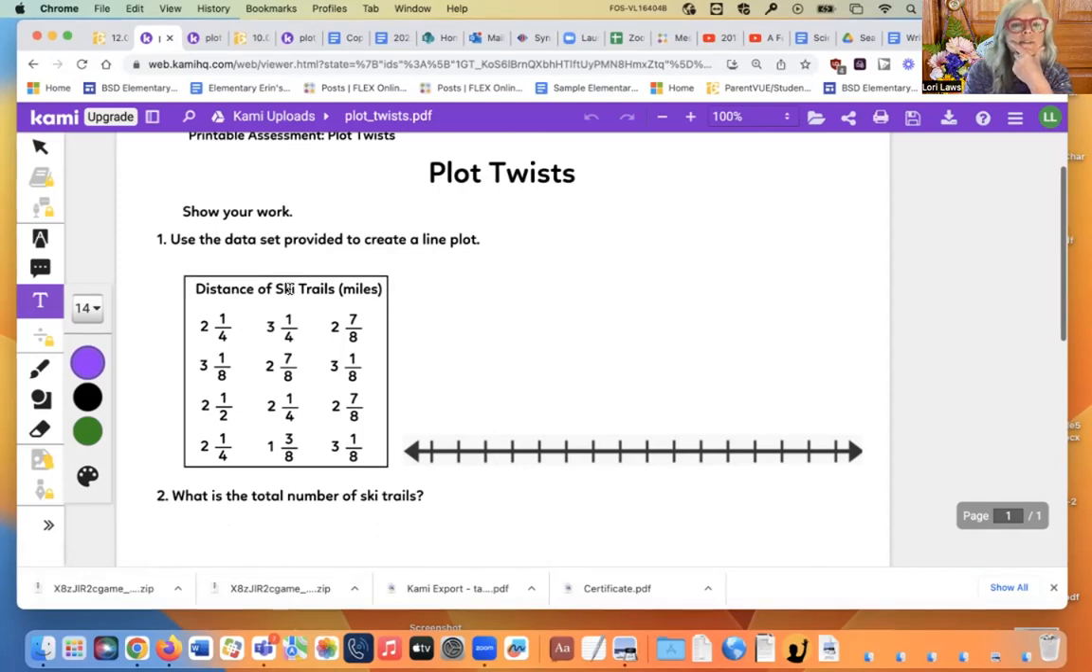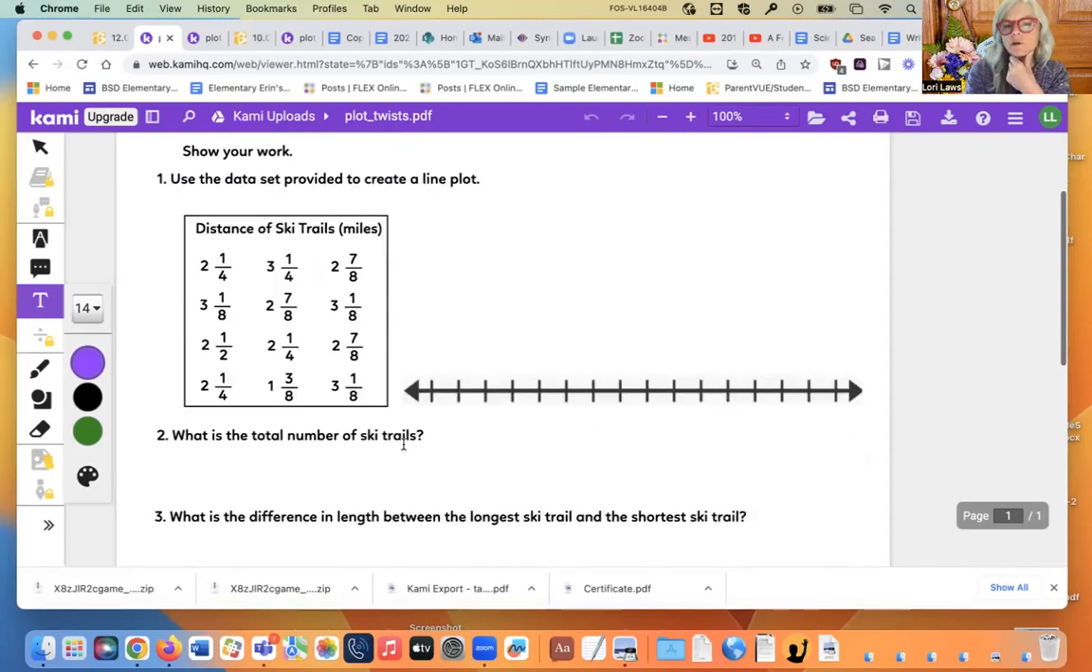We've got distance of ski trails. So each one of these is the length of the ski trail. What is the total number of ski trails? Who can tell me how you would solve that? Does anybody see how you would solve that one? Christian, can you see how to solve that one? Amadi? How would you solve what is the total number of ski trails? What would you count? Nora? Nora, Christian, what would you guys count? Sasha?